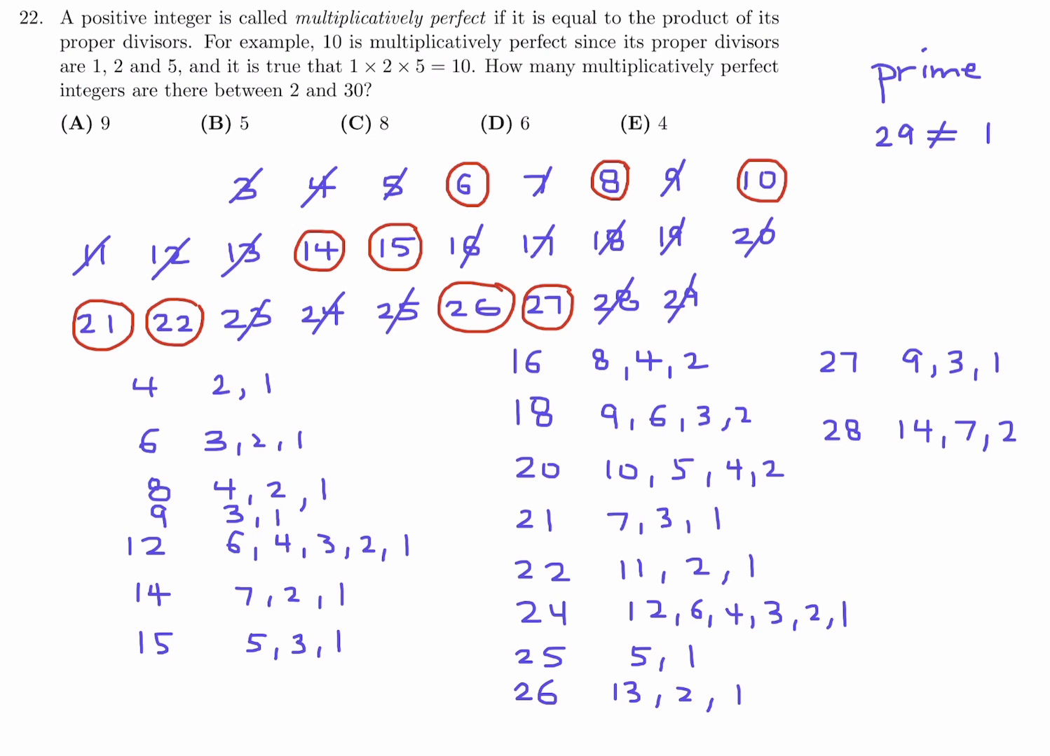So the ones I circled are the only ones. So how many are there? 1, 2, 3, 4, 5, 6, 7, 8, 9. So number 22, the answer is A.